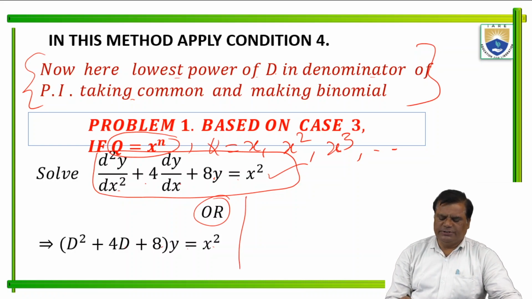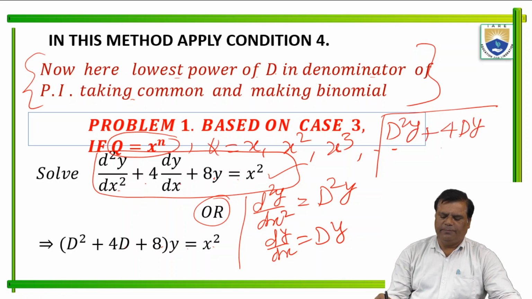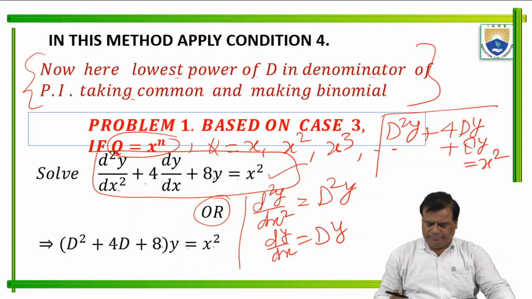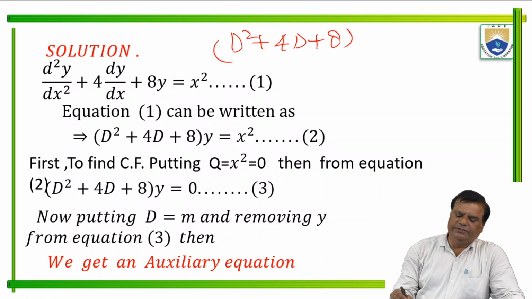How can we write this question? Here d2y over dx2 is D square y, and dy over dx is Dy. So after writing, D square y plus 4Dy plus 8y equal to x square. Now y is taken common here. So (D square plus 4D plus 8) into y is equal to x square. This question is converted into this form.